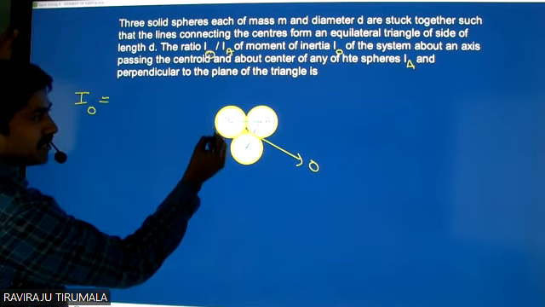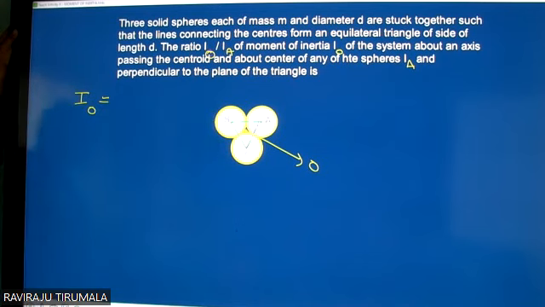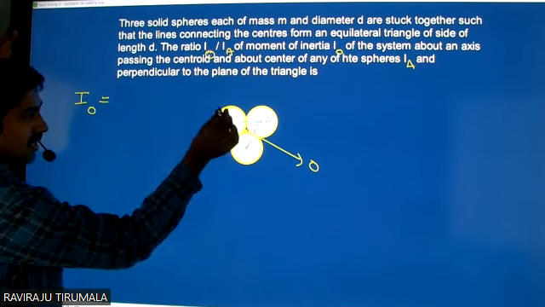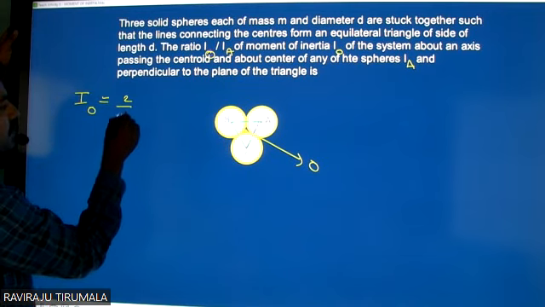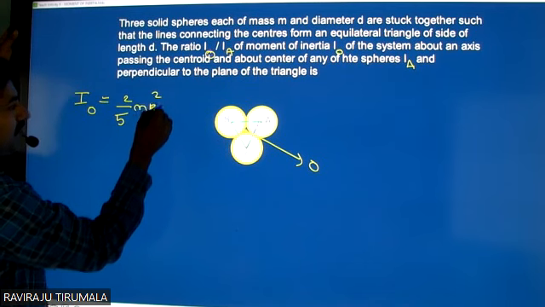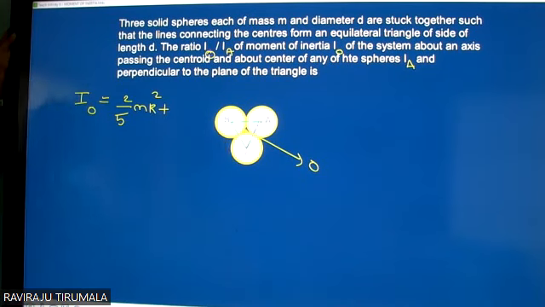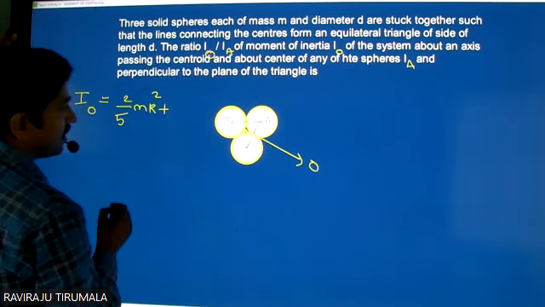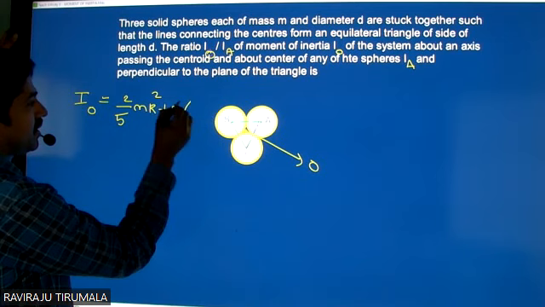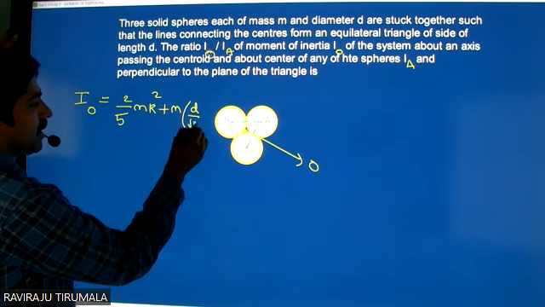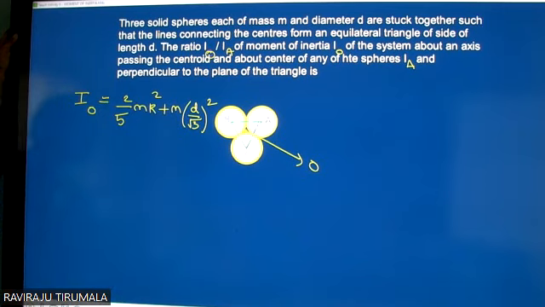What is the distance for each sphere? For each sphere, you separately have to calculate. About this axis, that means the diameter only, no? What is the formula in case of each solid sphere? 2 by 5 mr square. But about the centroid, what is the distance between the centroid and a corner of the triangle? L by root 3. The distance between a corner of the triangle and the centroid will be L by root 3 in case of an equilateral triangle. That means m into L, here the diameter, no? D by root 3 whole square. Side length is d here. D by root 3 whole square.